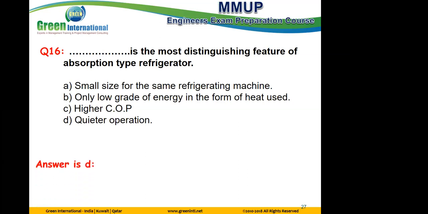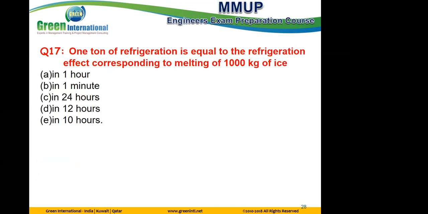Quieter operation. What's the answer? C for cat. 24 hours. In 24 hours. Correct.